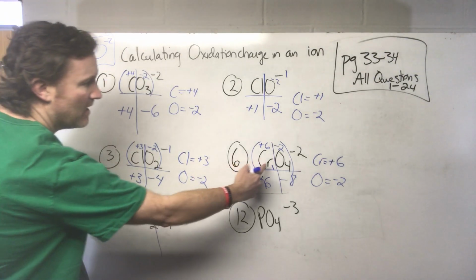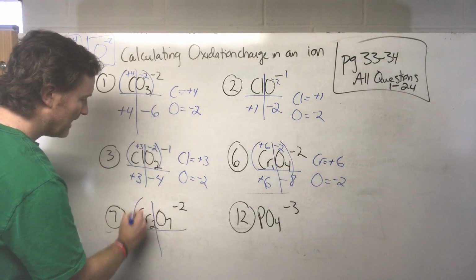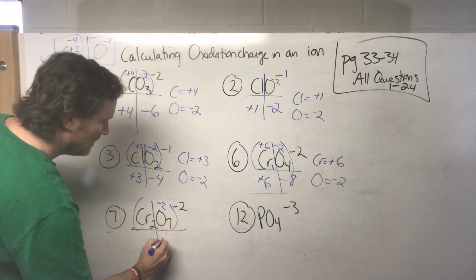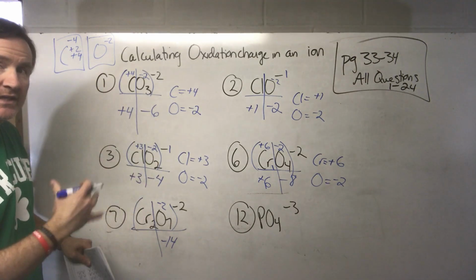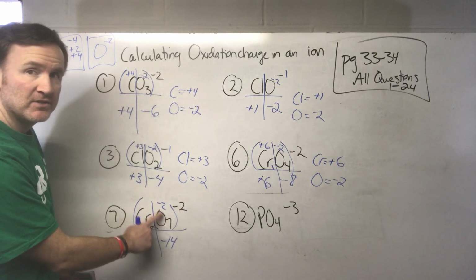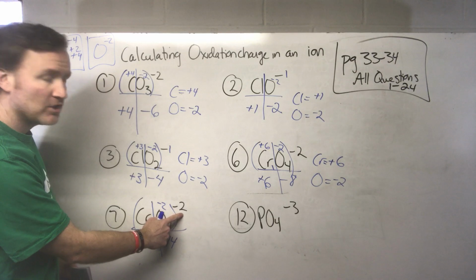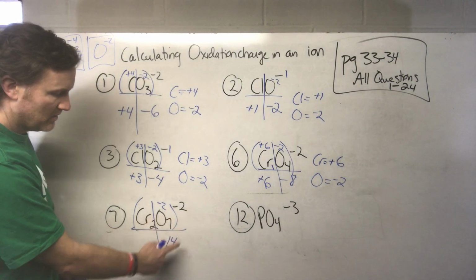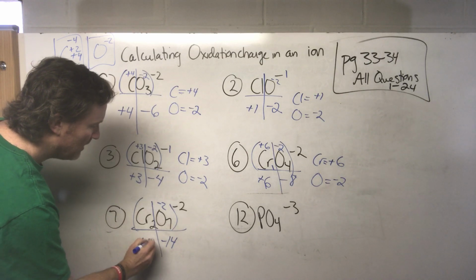Same setup, Cr and O, but now it's Cr2O7. Again, oxygen is -2, so this is -14. This is where we really need to pay attention, okay? Oxygen's charge is -2, there are 7 of them, so -2 times 7 is -14. My whole charge needs to be -2. So if I have -14 and I want to get -2, I've got to be +12.